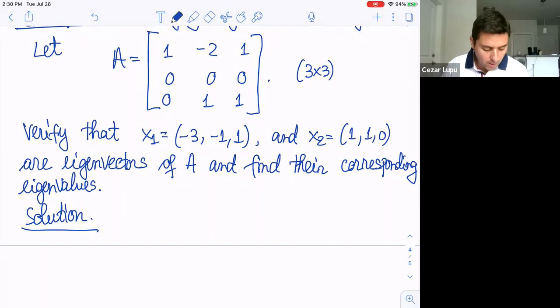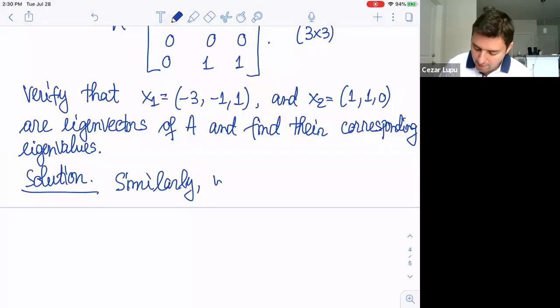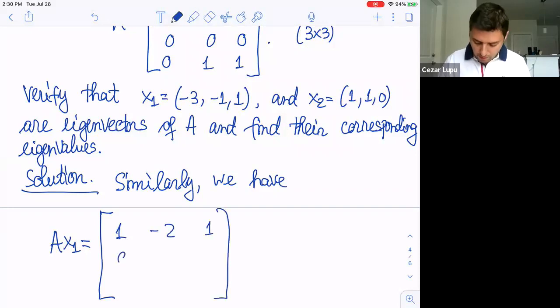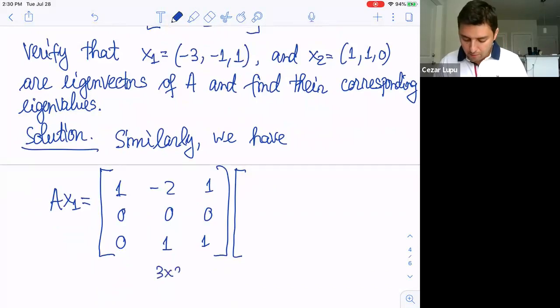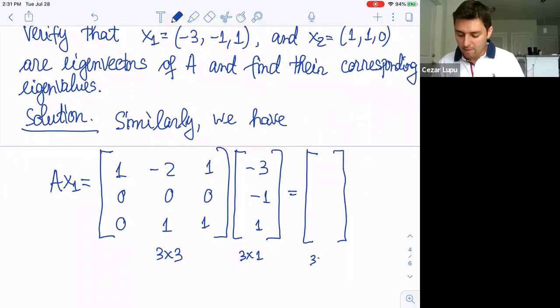Again, we multiply x1 on the left by A. Again, the same story. Similarly, what do we have? We have that AX1 will be equal to, so let's write this matrix here, 1, negative 2, 1, 0, 0, 0, 0, 1, 1, and we multiply by this first vector. So 3 by 3, the first vector was negative 3, negative 1, and 1. And when we multiply this, so this is a 3 by 1, can you tell me what do we get? We get again a 3 by 1. Okay, I want you to do the computations, and I want you to tell me what column vector do we obtain here?